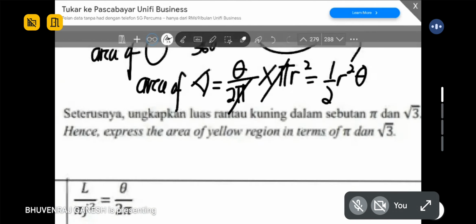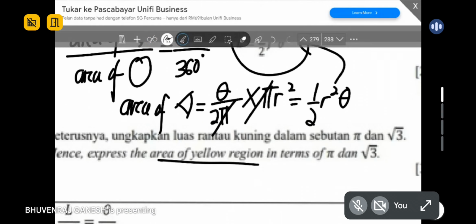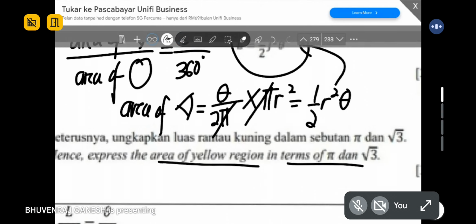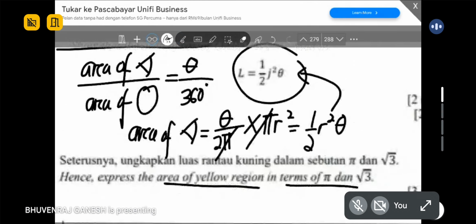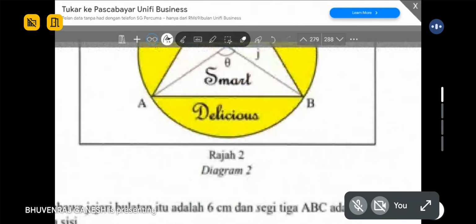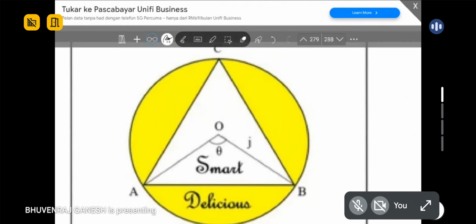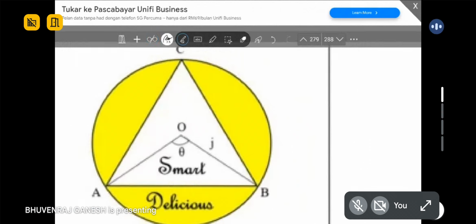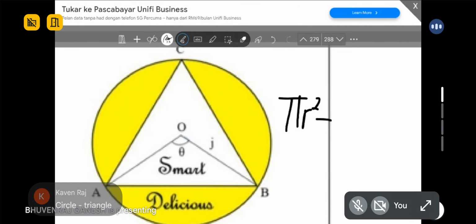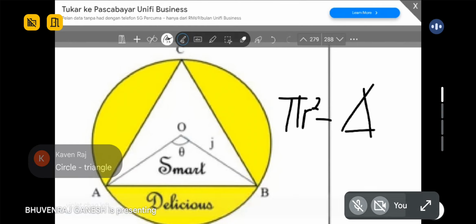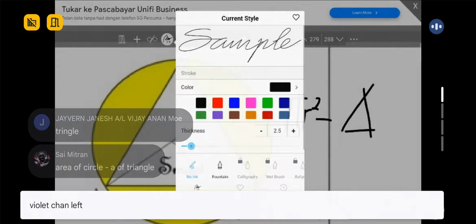Okay? Alright. Next one. They ask you to express the area of yellow region in terms of pi and sec 3. Okay? Kamu kena ungkapkan luas rantau kuning. Okay. So how to find, guys? The concept is circle, bulatan, pi r square, minus what? Minus the triangle lah. Circle minus triangle.